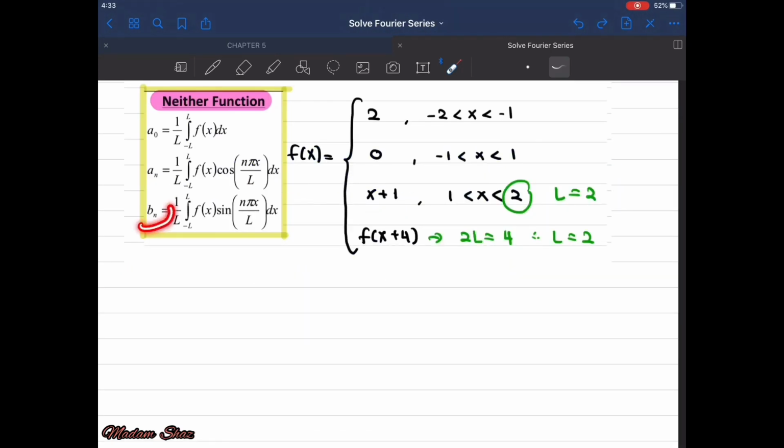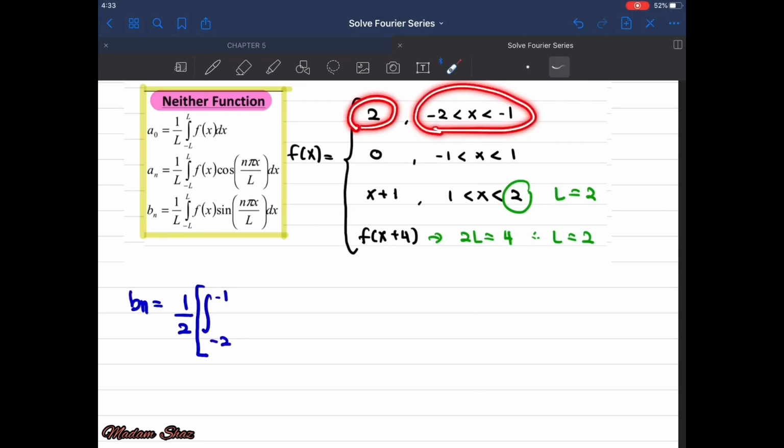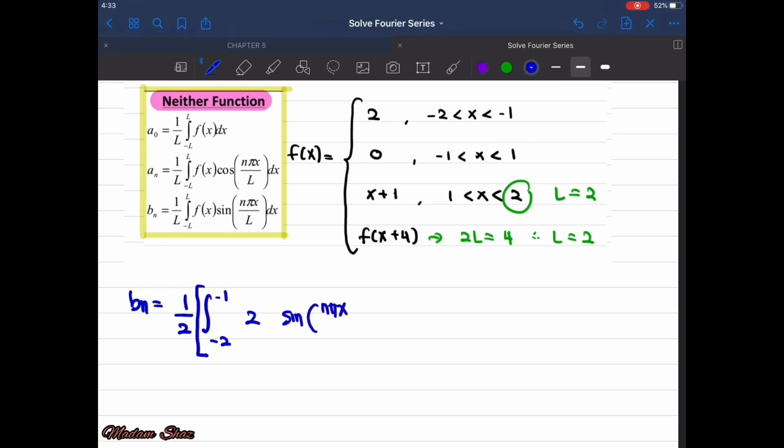Okay, now let us continue to calculate the value for the bn. So bn is equal to 1 over 2 integrate from negative 2 until negative 1. So make it in bracket. So negative 2 until negative 1 for the function fx equal to 2. 2 multiply with the sine n pi x over 2 dx plus negative 1 until 1, fx is equal to 0.